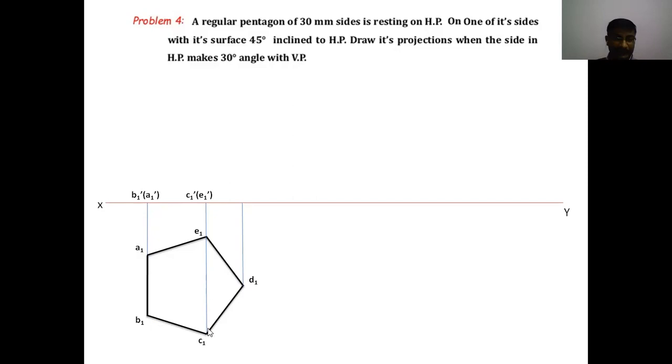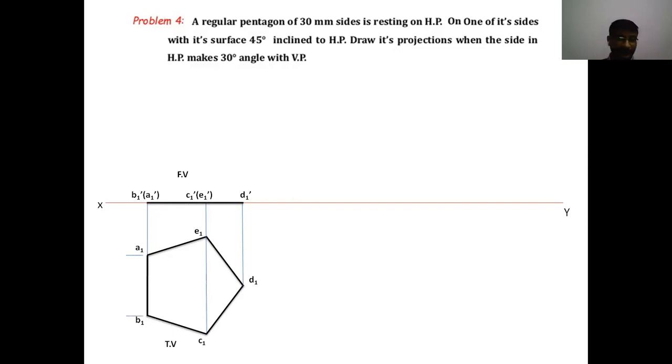Then at this point, C1 is visible and E1 is invisible. Therefore, C1 dash of E1 dash will be located at this point. And the last point is D1 dash, which is the visible point from this side, front view. Then we will get the 3 points of the pentagon by joining these points with a dark pencil. Then we will get the front view of the pentagon. This is the front view when the surface is parallel to HP. Clear, students? This is the front view and this is the top view in the initial position.